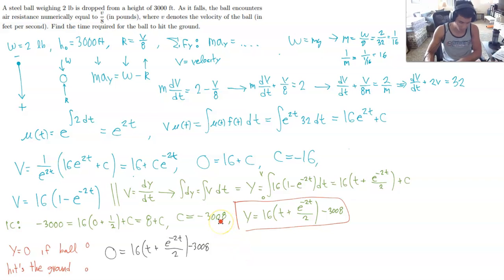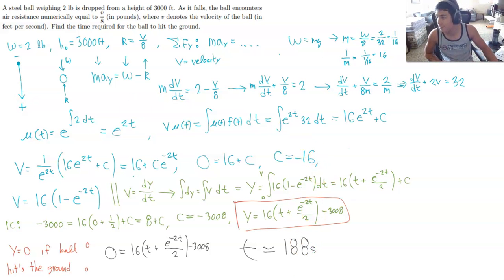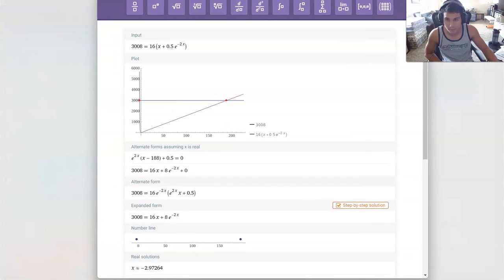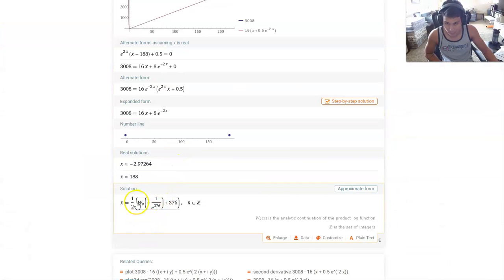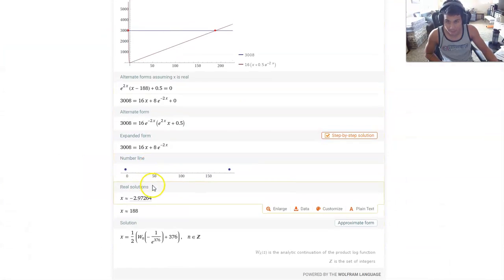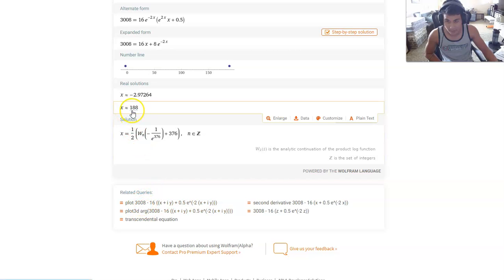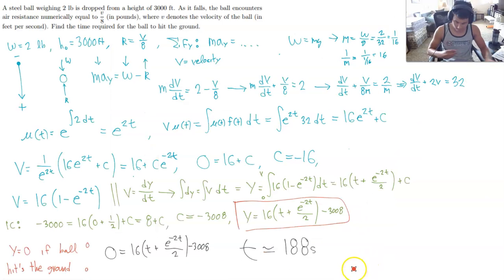But I will give you guys an answer because I'm sure you guys want to know. So you get that t is approximately equal to 188 seconds. I'll show you guys what I did. I just put it in here like this. And then here you go, this is your answer. So that's the time it takes for the 2-pound ball to hit the ground. So it takes a lot of time for it to hit the ground after being dropped 3,000 feet, which makes sense. It's about 3 minutes.